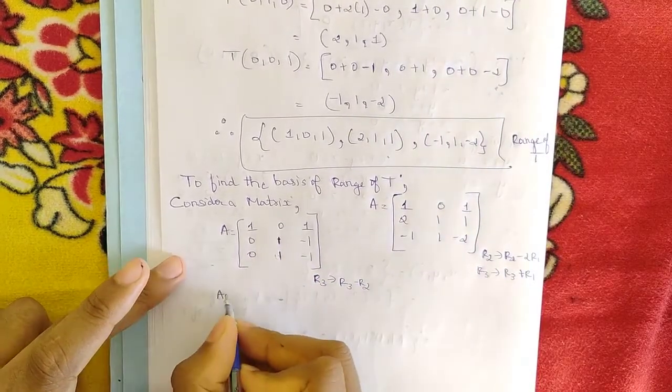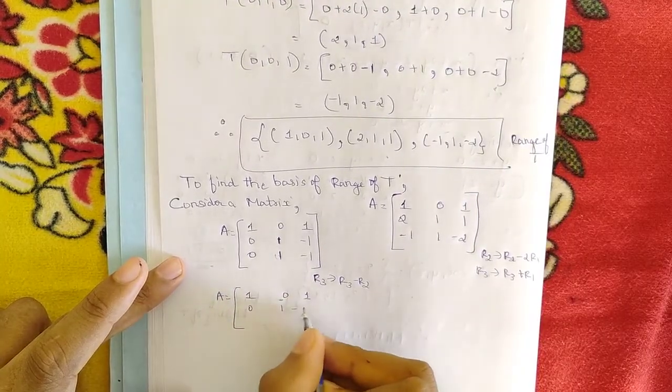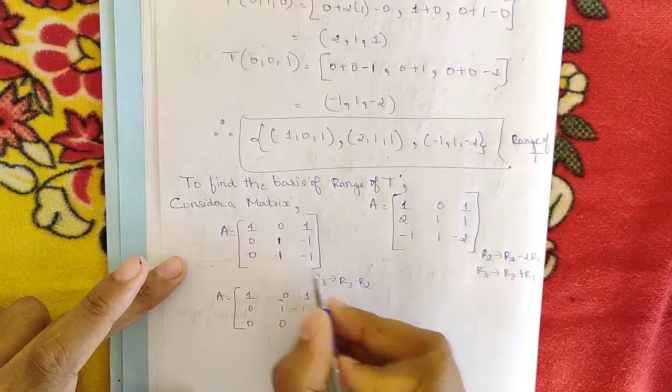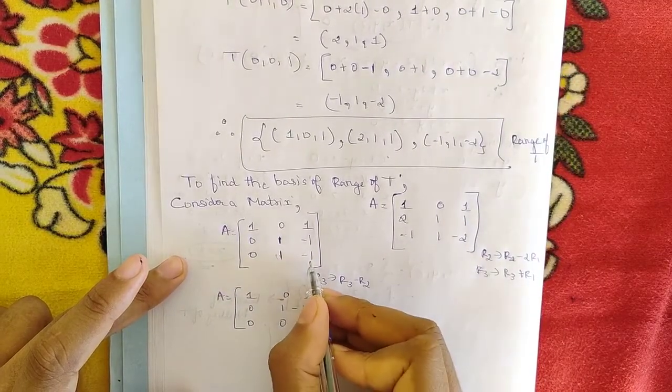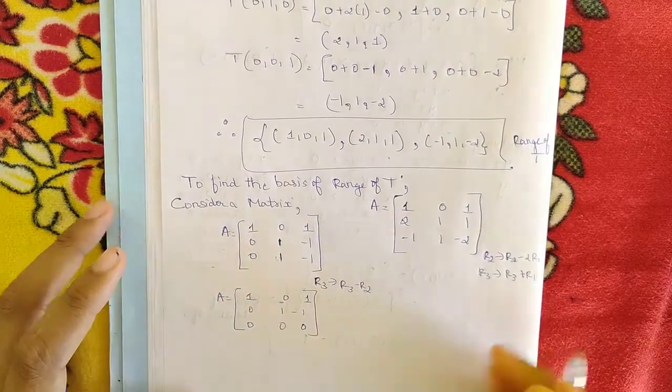So R3 minus R2. So write the changed matrix: 1, 0, 1, 0, 1, minus 1, 0, 0, and R3 minus R2, that is minus 1, minus of minus 1, that is minus 1 plus 1. Again we get 0. Okay.